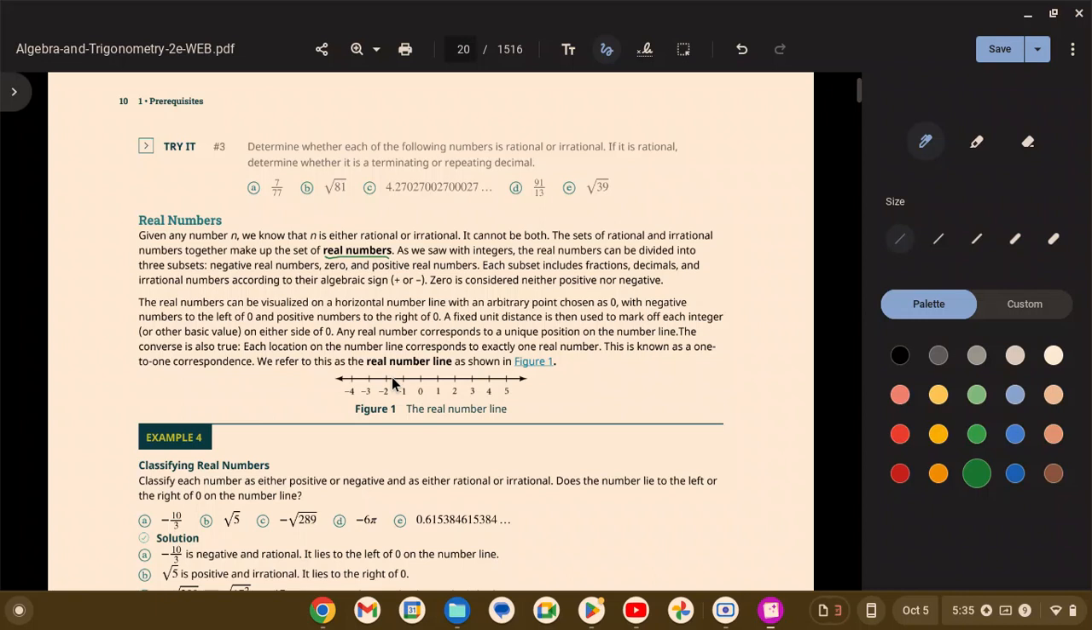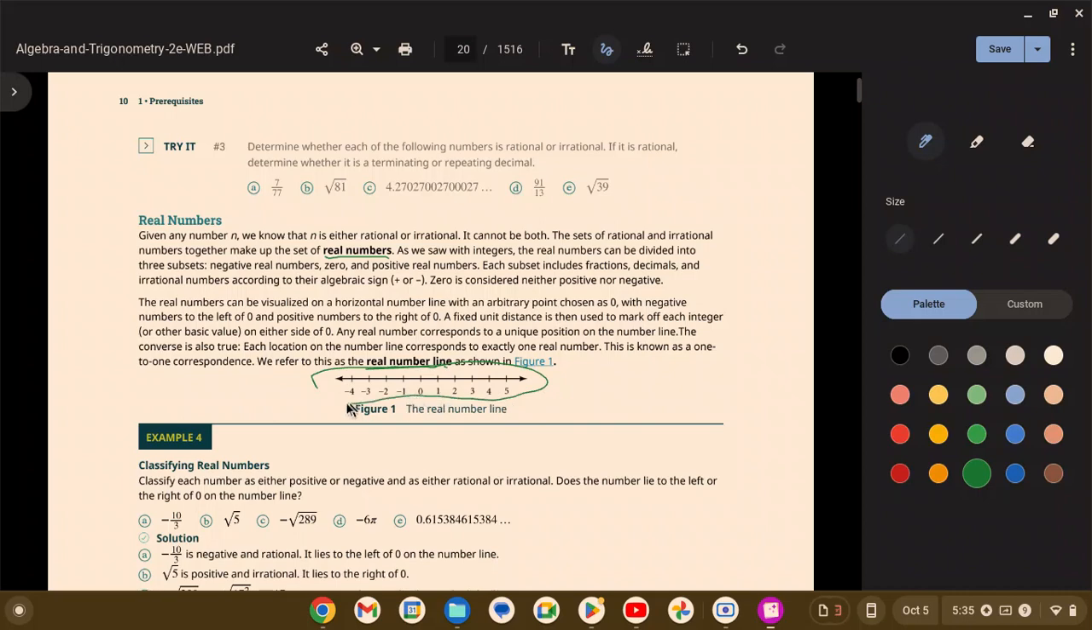The converse is also true. Each location on the number line corresponds to exactly one real number. This is known as a one-to-one correspondence. We refer to this as the real number line, as shown in figure 1. The real number line.